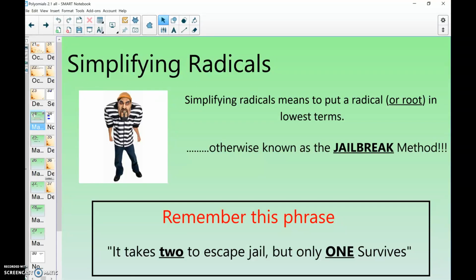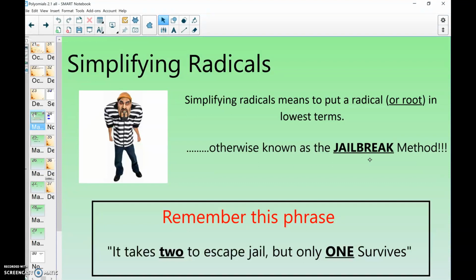Hello, mathematicians, and welcome to the lesson on simplifying radicals, also known as Jailbreak method. Now, this is one of our favorite units to teach because it actually has a really fun story that we get to teach to help you remember how to do the actual math process. So at the top of your page, go ahead and fill in those 3 blanks.